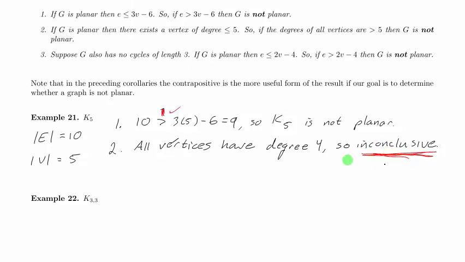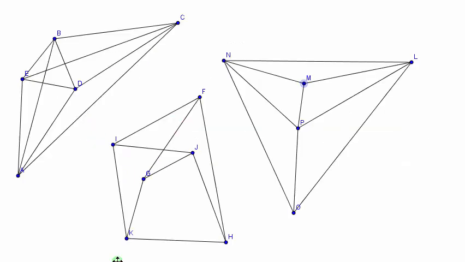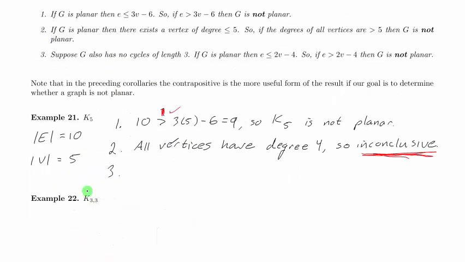And again, it's important to note that it is inconclusive. I can't say anything one way or the other. So if I'm only applying part 2 of that corollary, then I cannot claim that the graph is either planar or non-planar. I have to use another test. If we look at number 3 in K5, let's go back to this representation. Well, we do have cycles of length 3, and so we're not going to be able to use that part.